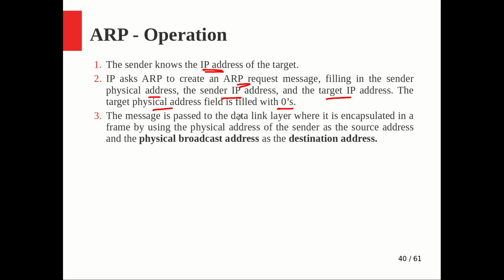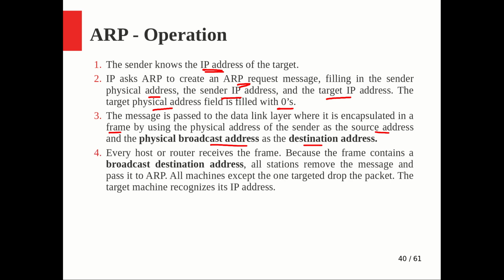The message is passed to the data link layer where it is encapsulated in a typical data link layer frame, like what we have seen already, using the physical address of the sender as the source address and the physical broadcast address, so it will be broadcast, right, if it is an ARP request. The broadcast address, all ones, will be kept as the destination address. The source MAC address will be correctly filled because it knows that, and the destination MAC address is filled with 1s, which means it is doing a data link layer broadcast or physical broadcast. We have the broadcast concept in the network layer also, but that is different.